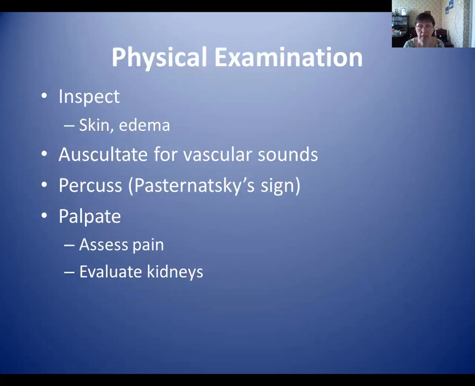Our next step after taking history will be physical examination. Of course, we begin from inspection and we pay attention to the color of skin and the presence of edema. Then we auscultate for vascular sounds over the abdomen. Do you remember that auscultation will be in second place when we examine the abdomen? Then we percuss and we check for Pasternatsky sign. And we also palpate the abdomen to assess pain and to evaluate kidneys.